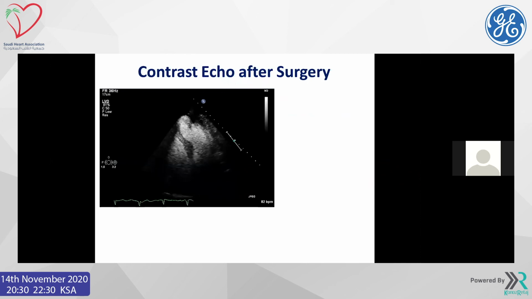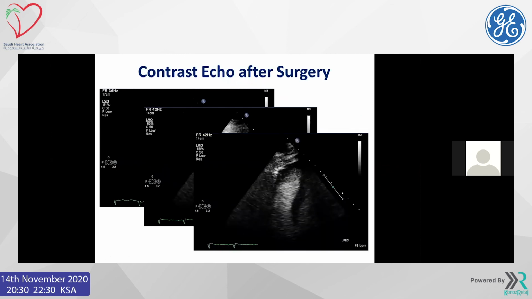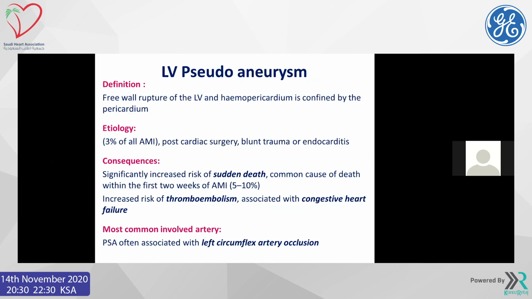We also elected to do contrast echo after the surgery to make sure that the defect is completely closed and no residual shunt. We can see here nicely that despite being dyskinetic, it's intact. And this is the apical two-chamber view, and this is the apical long axis.